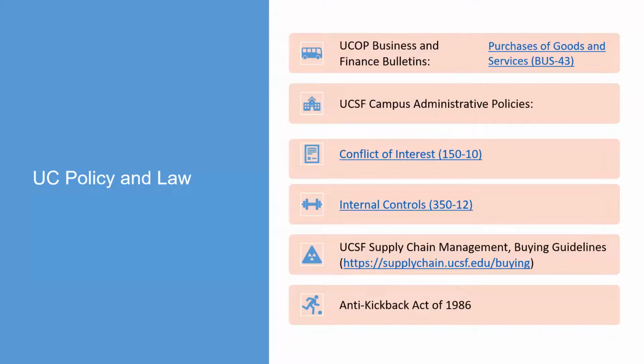And on this slide, we have listed some policies and laws that are applicable, some UC policies and laws. I won't go over each of these policies in detail, but BUS 43, conflict of interest, and internal controls are very relevant to procurement. So if you're not familiar with these policies, take a look. They're available on the supply chain management website and can be easily accessible via the UCSF website as well.